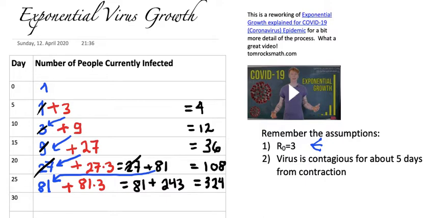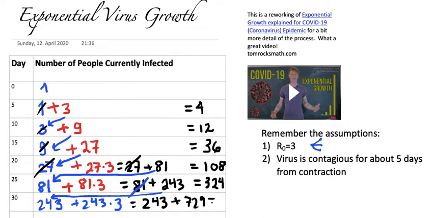All right, last bit. What happens then? Well, in the next 5 days, this guy is not a threat anymore, so we're just going to lose him. And then the 243 are still walking around, still infecting, and still going to infect 3 each. And so what we're going to end up with is 243 plus 729, which will give us 972, okay?